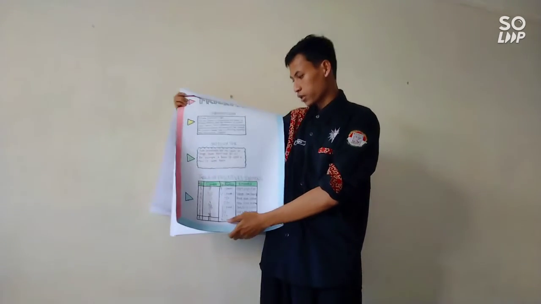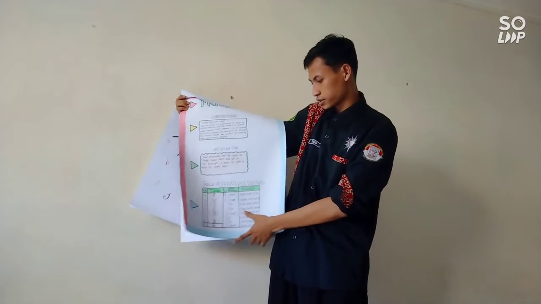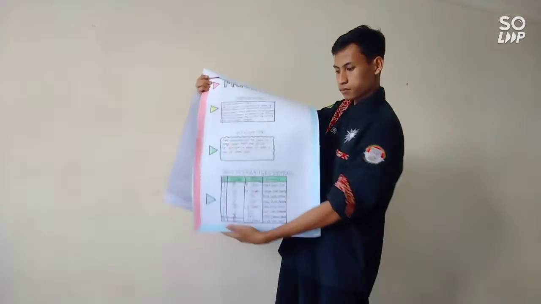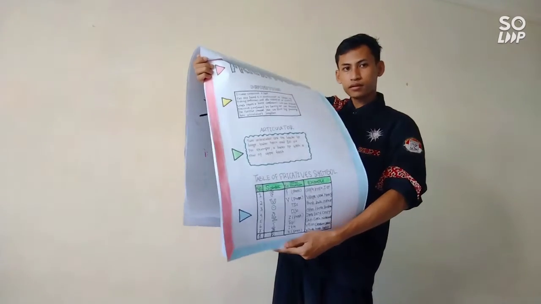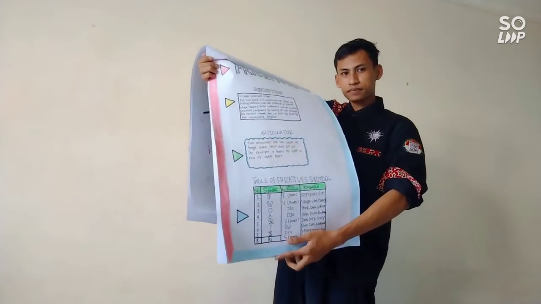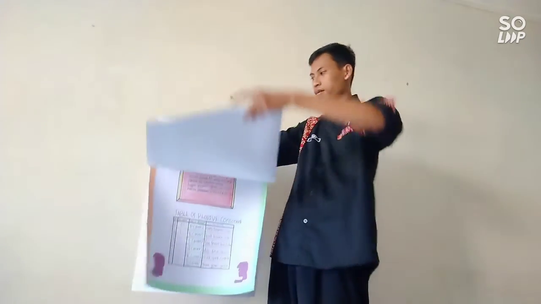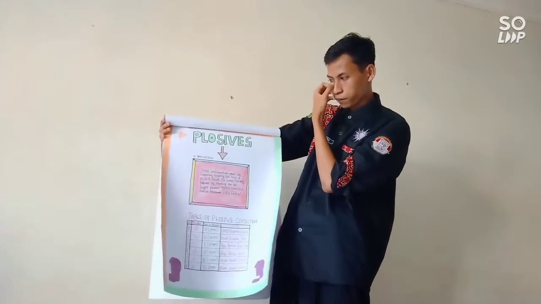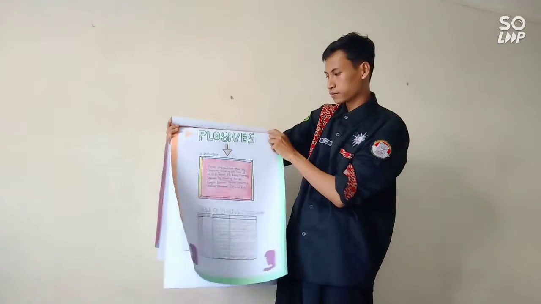Next, we have a table of fricative symbols. You can see it on the screen. Got it? Next, moving to the next consonant, we have the plosive consonants.